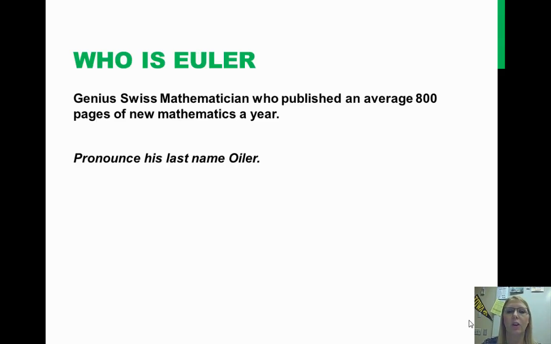So first of all, who is Euler? He is a genius Swiss mathematician who published an average of 800 pages of new mathematics a year, which is an amazing feat. He's a super genius. I just wanted to point out, though, it's not pronounced "Euler," like Ferris Bueller. It's pronounced "Oiler." So whenever I say Euler diagram, you can kind of picture E-U-L-E-R, okay?